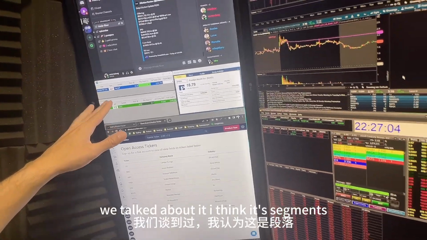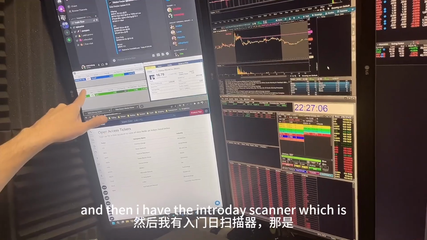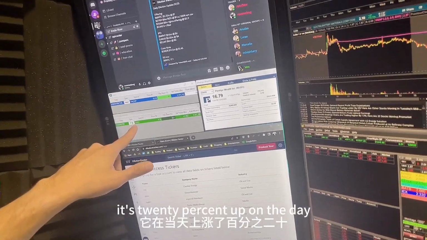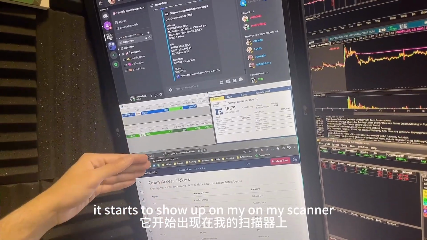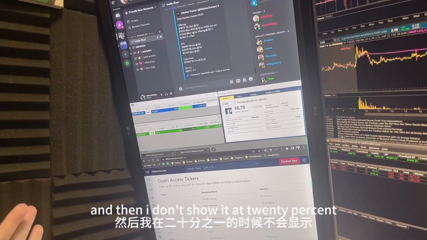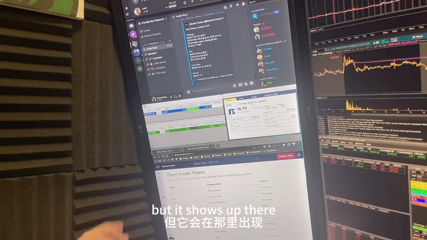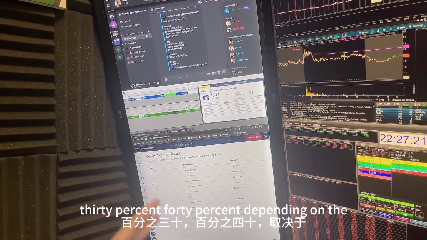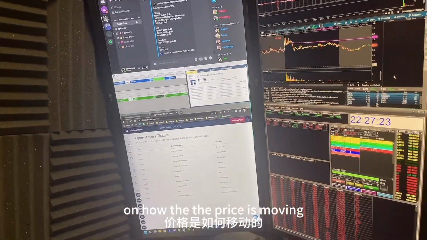We talked about it, I think, in the segments. And then I have the intraday scanner, which is for stocks 20% up on the day. They start to show up on my scanner. I don't short at 20%, but it shows up there. Then I'll decide to take a short probably at 30%, 40%, depending on how the price is moving.